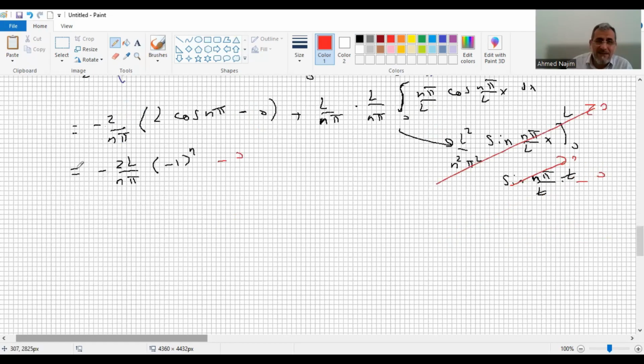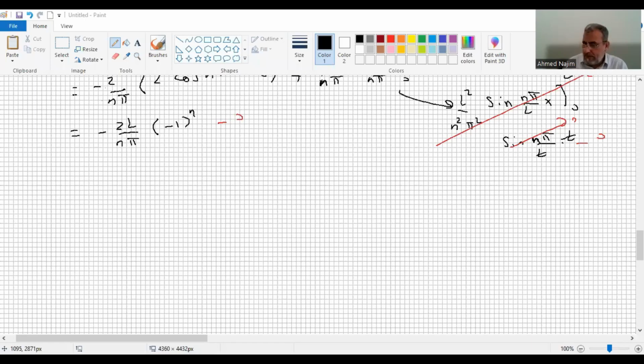Now what about the answer? Negative 1 multiplied by this one. So Bn is equal to 2 L over n pi, negative 1 to the power n plus 1. This is the Bn.